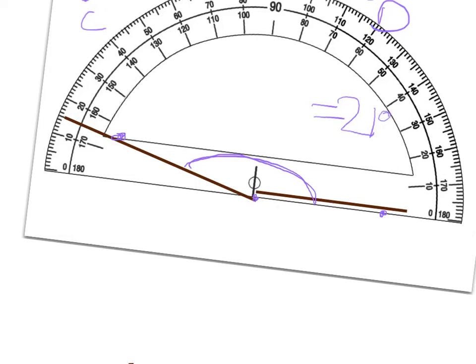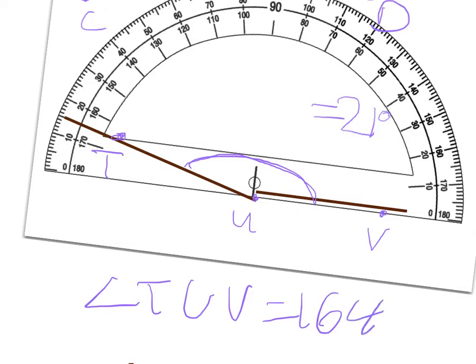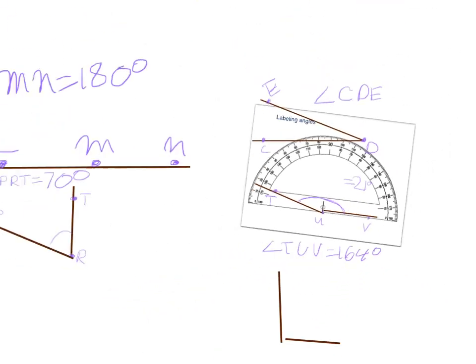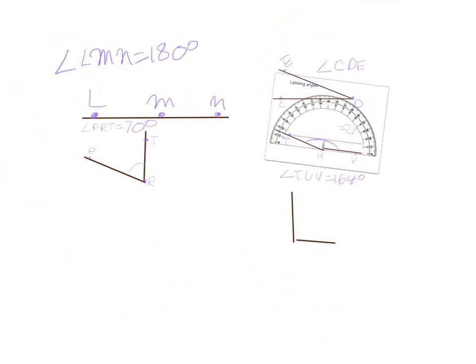This is angle T, U, V. Angle T, U, V equals how many degrees? 164 degrees. And do I have one more? I do indeed have one more.